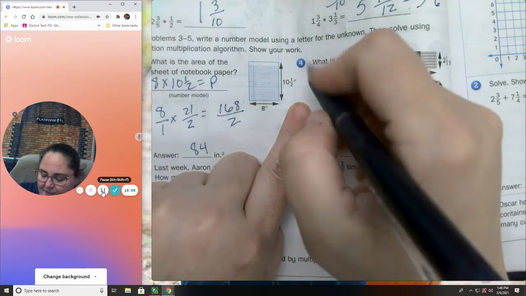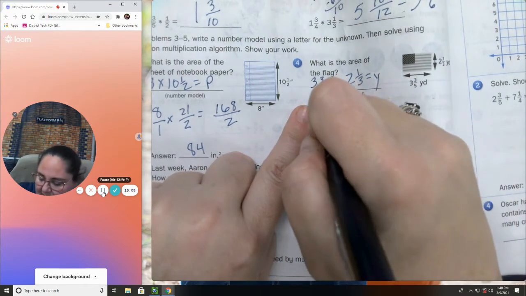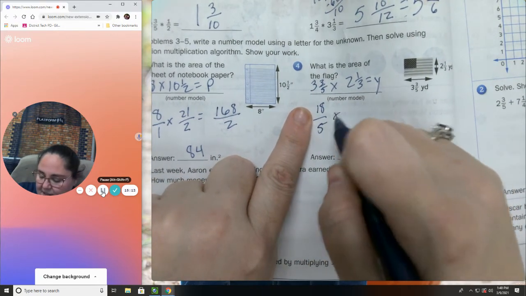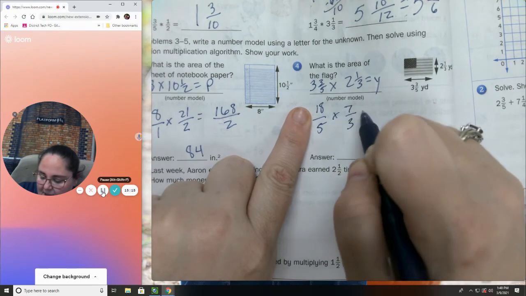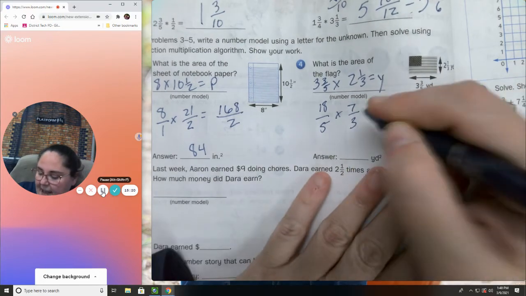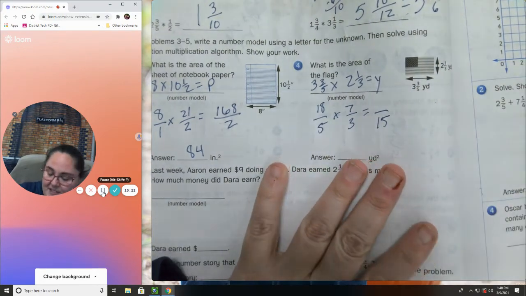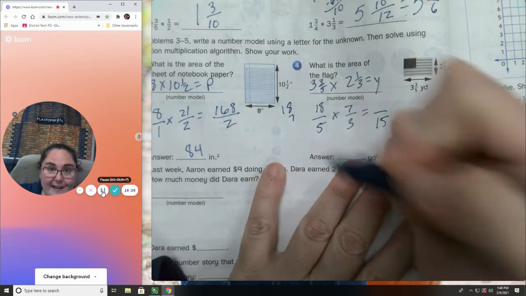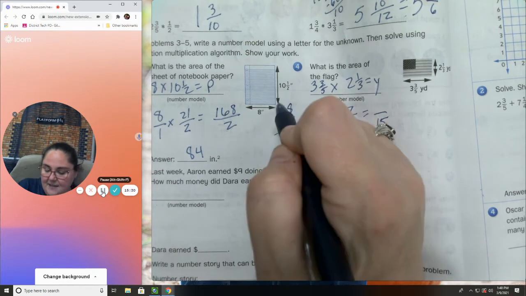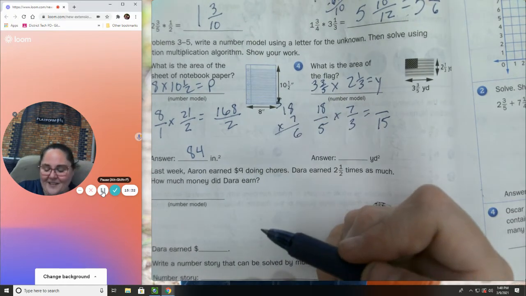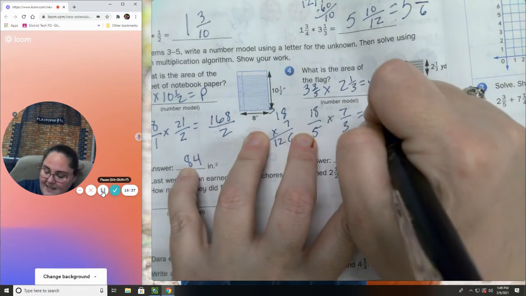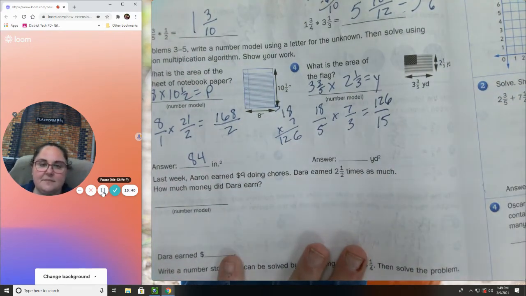So 3 times 5 is 15, plus 3 is 18. 2 times 3 is 6, plus 1 is 7. And now I'm going to multiply straight across. 5 times 3 is 15. 18 times 7. I don't know it right off the top of my head, so I'm going to go over here and I'm going to do it. Show your work. So that's what I'm doing, right? 7 times 8 is 56. 7 times 1 is 7, plus 5, 8, 9, 10, 11, 12. So equals 126 over 15.